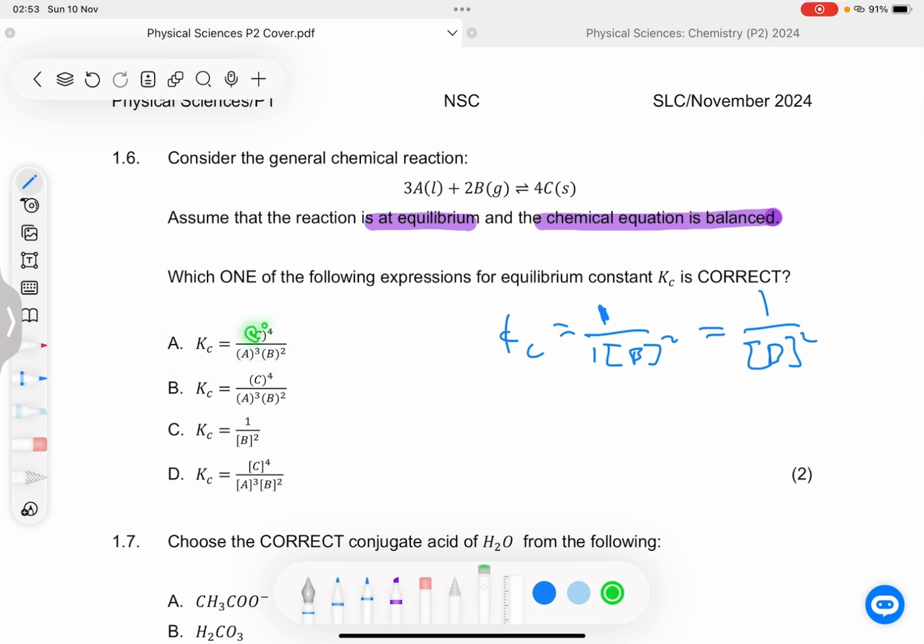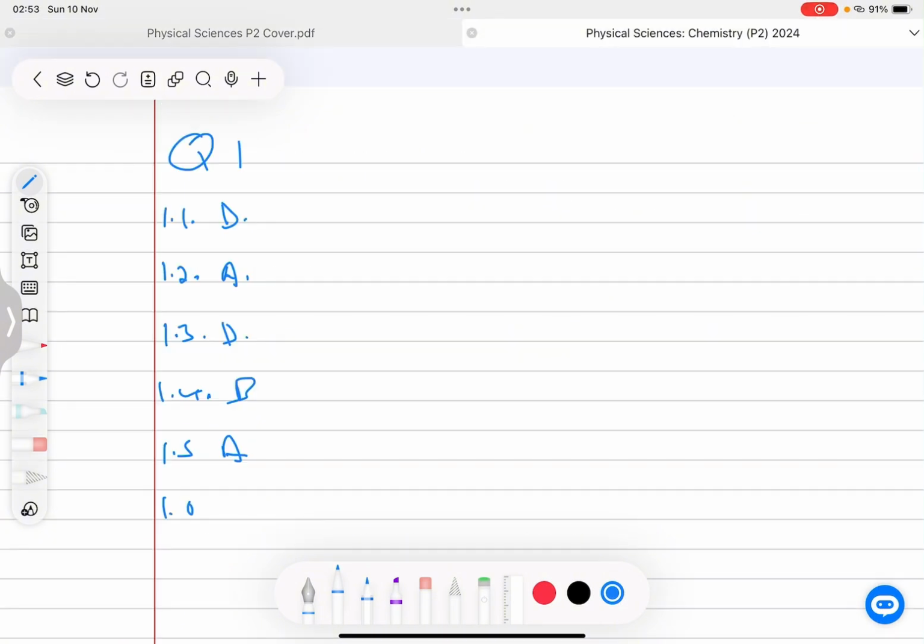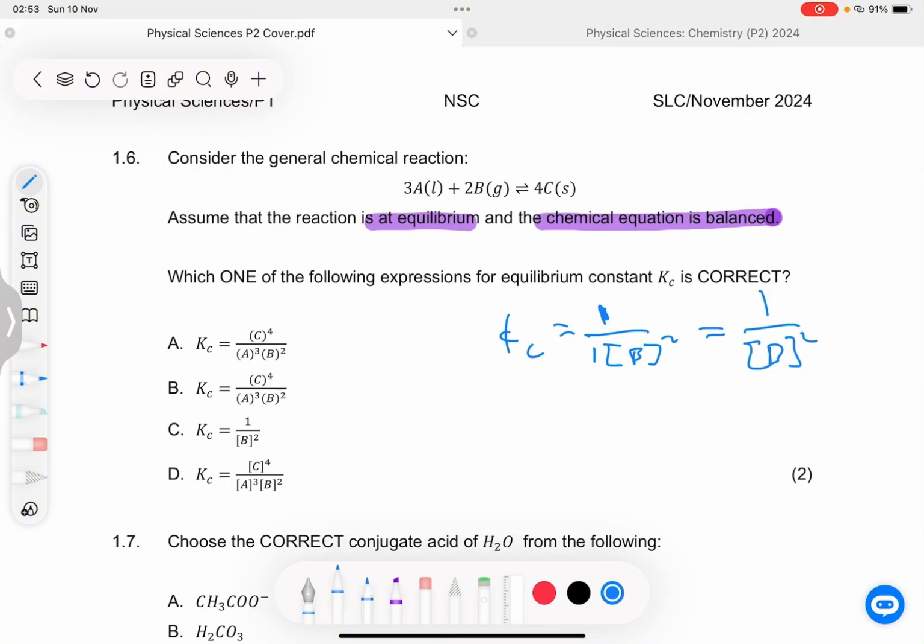And I can see that this is completely wrong because we can't have small brackets here. Wrong as well. This looks right. It looks like what we have. Well, we can't have this because we have solids and liquids, which in the equilibrium equation we put as 1. So C is our answer for 1.6.